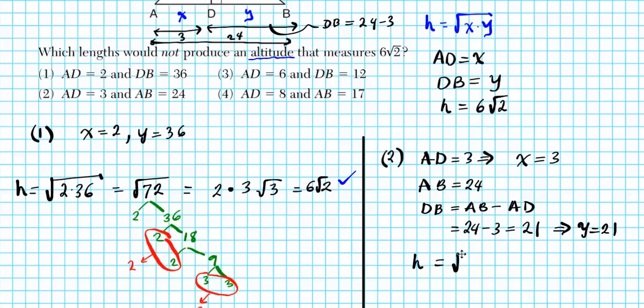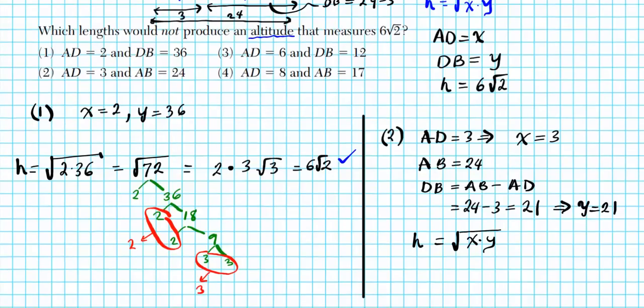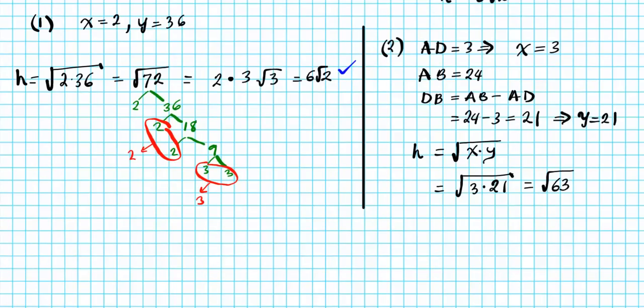The altitude H must be equal to the geometric mean of the segments that the altitude divides the hypotenuse into, basically the square root of x times y. So let's plug in the x and y values from option 2 and see if we get 6 root 2. Okay, so we have the square root of 3 times 21. So this becomes the square root of 63. If I break this down, do I end up with 6 root 2? That's the question. Well, let's go ahead and break it down. So we can take out a 3. 3 goes into 63 21 times.